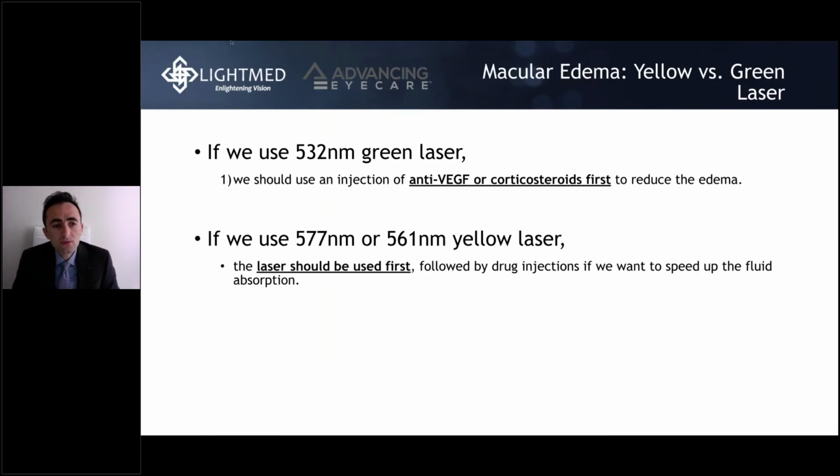So if we use a 532 nanometer green laser, we should use an injection of anti-VEGF or corticosteroids to reduce the swelling, so we're able to get to the tissue of interest when we use the green laser. However, the advantage of the 577 nanometer yellow laser or the 561 nanometer yellow laser is you can use the laser first when there's significant macular edema, because usually microaneurysms are quite superficial, and the oxyhemoglobin within these microaneurysms is going to be absorbed well by the yellow laser, which will help speed up the improvement in the macular edema.